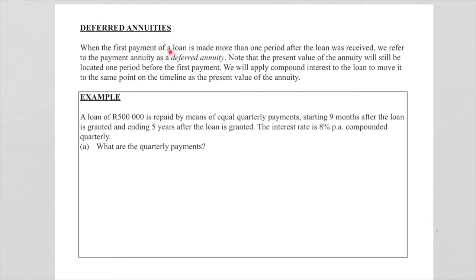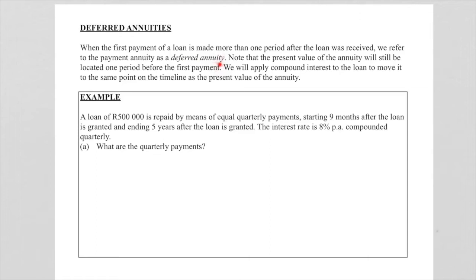When the first payment of a loan is made more than 1 period after the loan was received. Now, I just want to pause there for a moment. You will remember from our discussions on present value annuities that we always need that 1 period, which can be 1 month or 1 quarter, after the loan was granted before we start with the first payment. We can't start with the first payment immediately because then it is a deposit. Now, we refer to this kind of payment annuity as a deferred annuity.